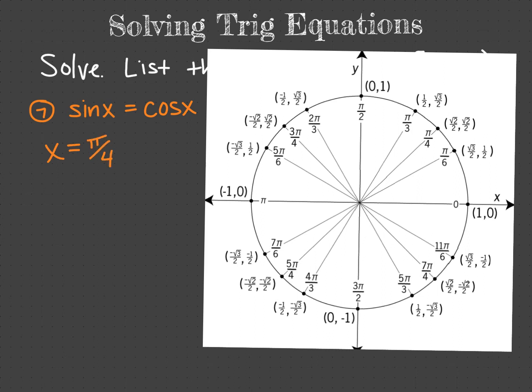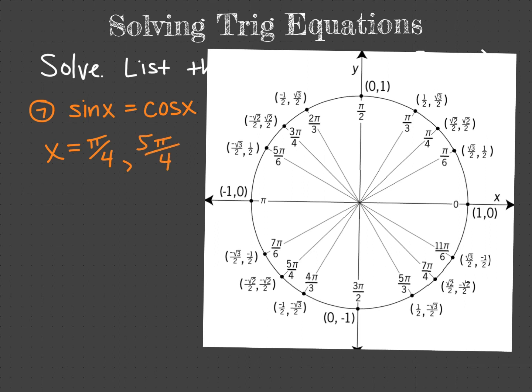Where else do the sine and the cosine equal each other? Not at this pi over 4. They're opposites. But down here at 5 pi over 4, they're equal once again. At 7 pi over 4, they're opposites again. So our other answer is 5 pi over 4.